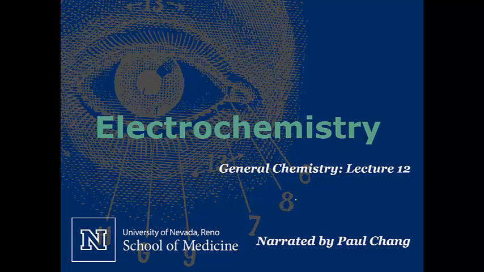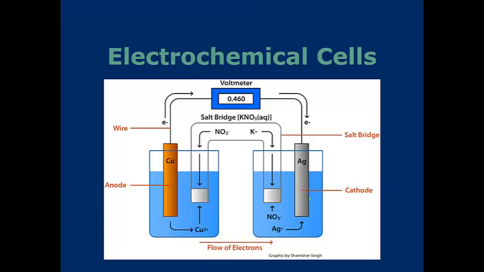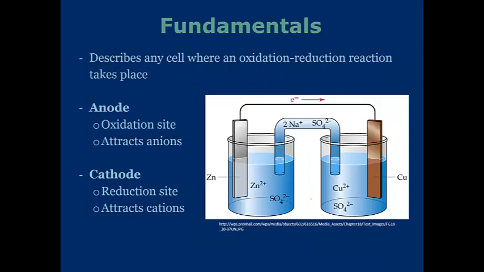We finally arrived at the last lecture in our general chemistry module. We'll close this out with electrochemistry. The first thing we have to go into are some fundamentals when discussing the electrochemical cell. This describes any cell where an oxidation-reduction reaction takes place. It comprises an anode and a cathode. Also, there generally is a salt bridge to make sure that the ion concentrations stay relatively even.